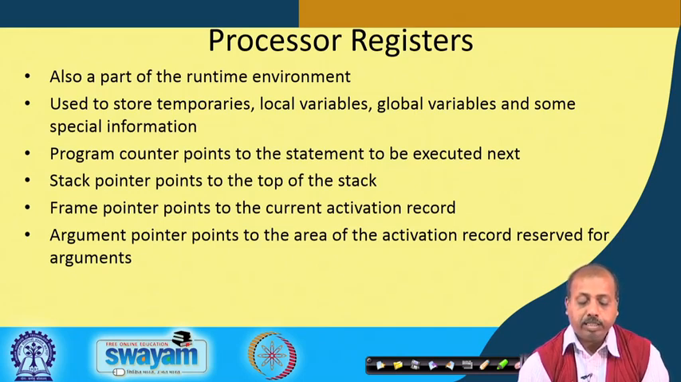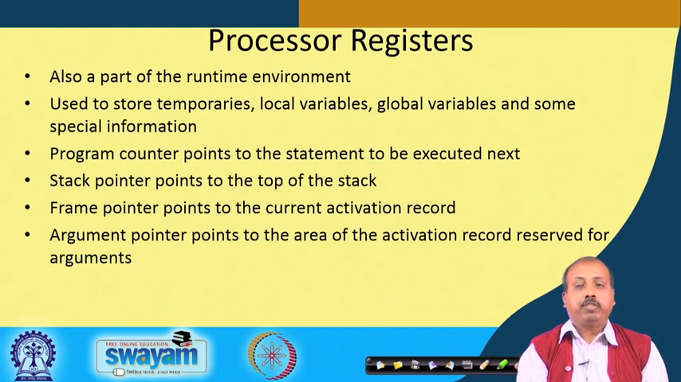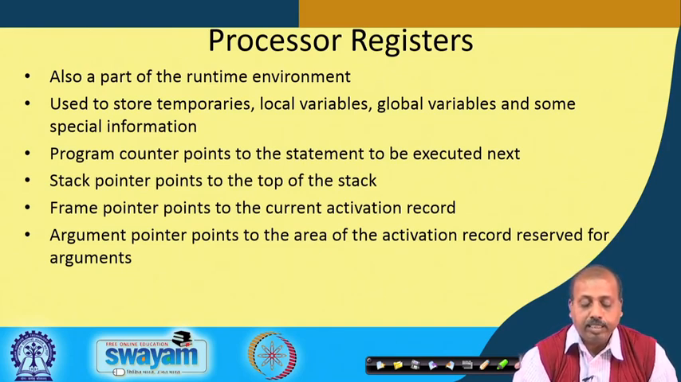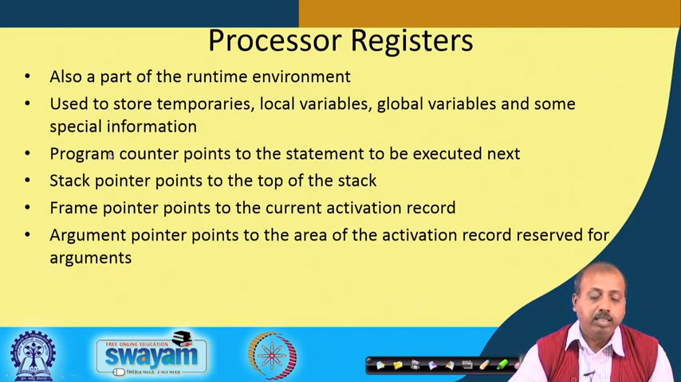And there is an argument pointer that points to the area of the activation record reserved for arguments. So, these are the three supporting pointers that are needed for supporting these dynamic activation records: one is the stack pointer, one is the frame pointer, another is the argument pointer. And as I said, we may or may not have all these pointer registers available, and many a times we have to use some general purpose register to act as these registers. However, they also form part of the runtime environment, so they are also to be taken care of.